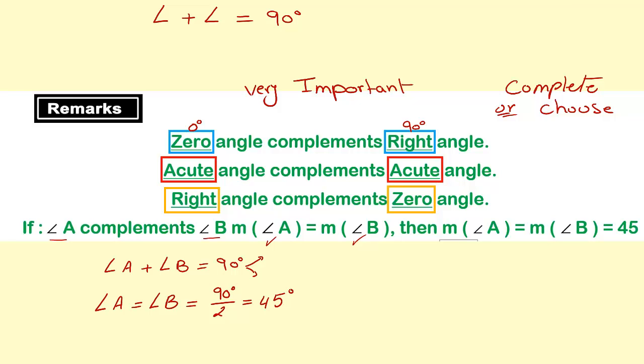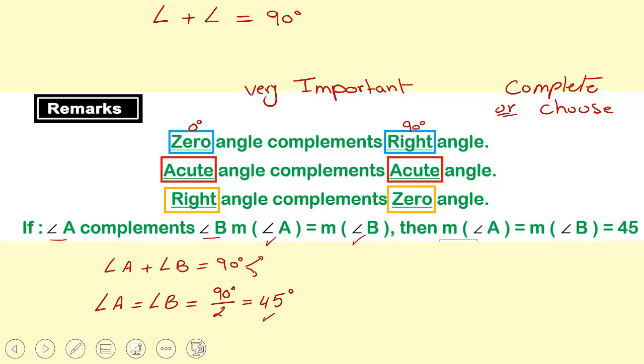Sometimes he comes in the complete and says to me that I have two equal complementary angles. What is the measure of each one of them? In this case, I know that the measure of each one of them is 45, since both of them are complementary and equal.